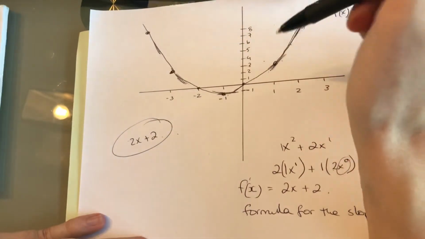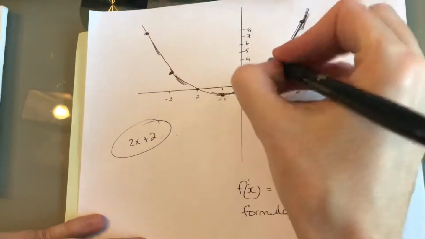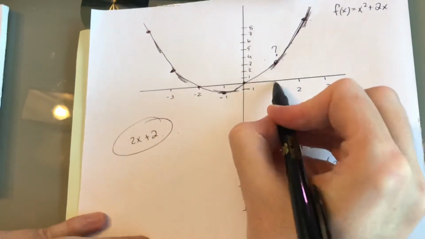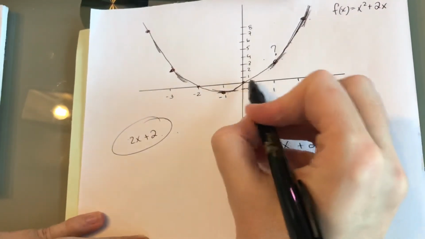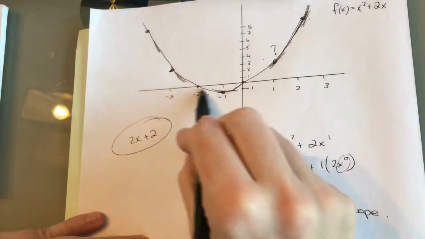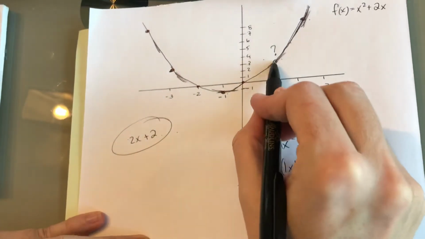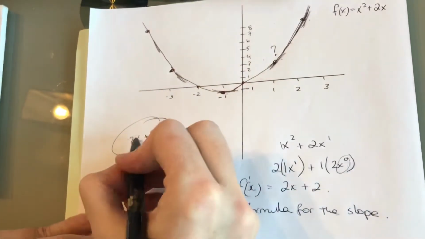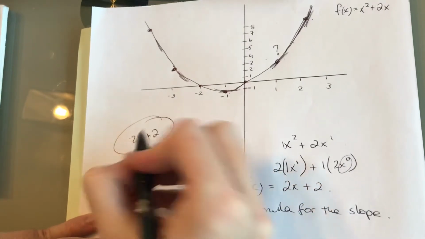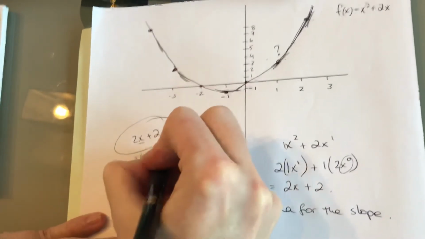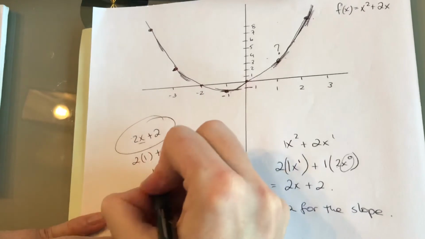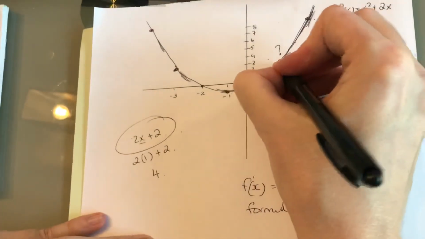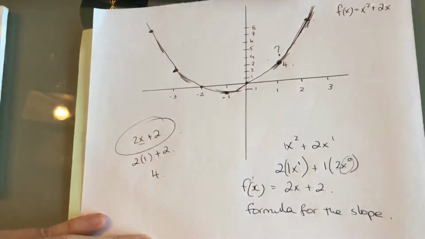If I want to know the slope here, let's go for here, at x is 1. So when I'm looking along here, I can see that the point is 1, 3. So the x coordinate is 1. 2 times 1 plus 2. 2 times 1 plus 2 gives me 4. The slope at that point there is 4.